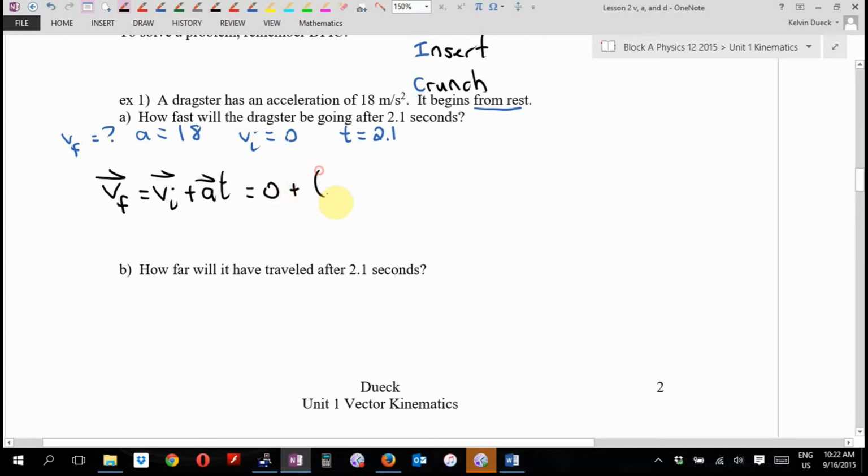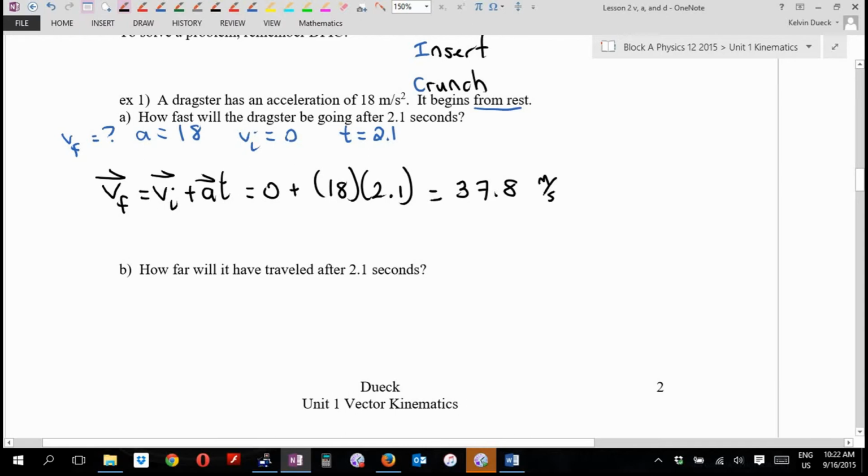0 plus 18 times 2.1. Can I do this in my head? 18 times 2 is 36. 18 times 0.1 is 1.8. 36 and 1, 37.8? Double check me. Yes? I can do math in my head. 37.8 what? Meters per second. How many sig figs have I just written?